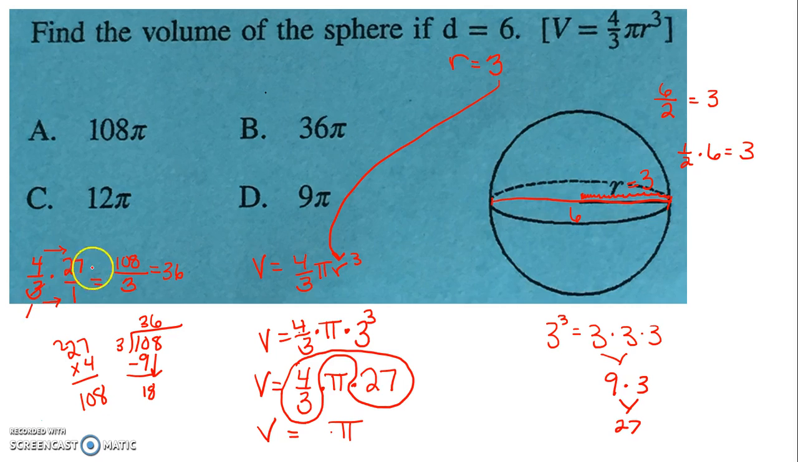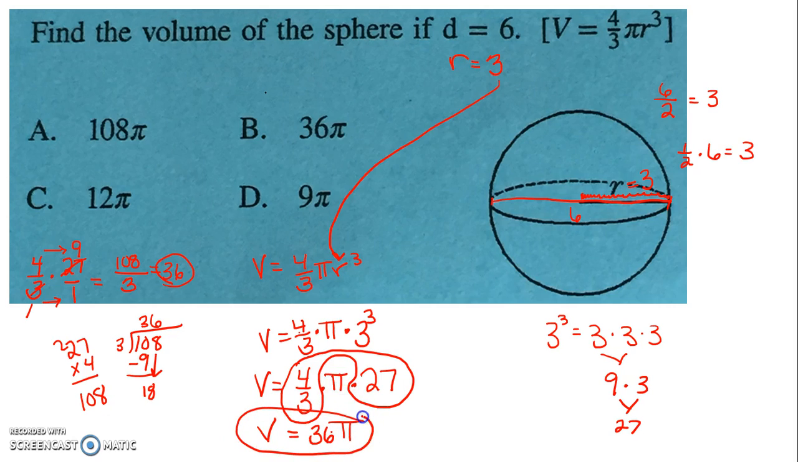3 goes into 3 once. 3 goes into 27 9 times. 4 times 9 is 36. Just a quicker way to go about it. But now that I've multiplied 4/3 times 27, I see that my final volume will be 36 pi.